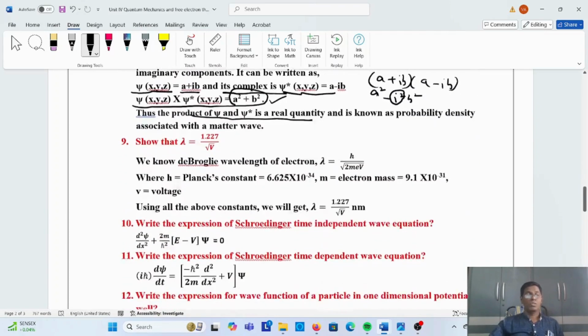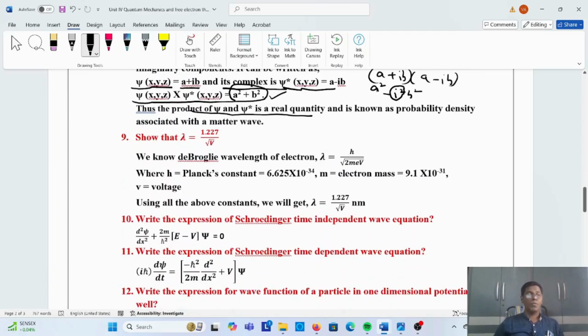Now coming to another question, number 9. Very important. This question was asked earlier in JNTU examinations for 2 marks. The question is: show that lambda is equal to 12.27 or 1.227 by root V. In some examinations the same question can be asked as, show that lambda is equal to 12.27 divided by root V angstrom.